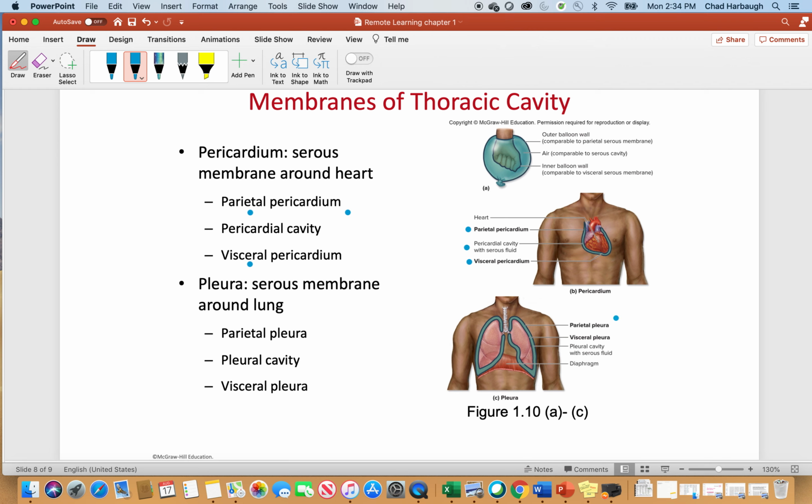We also see this makeup with the lungs. First there's a parietal pleura, which lines the inner surface of the thoracic wall. We see the visceral pleura, which covers the external surface of the lung. And in between those two layers, we have the pleural cavity, which contains the serous fluid, which allows for lubrication during movement of respiration.